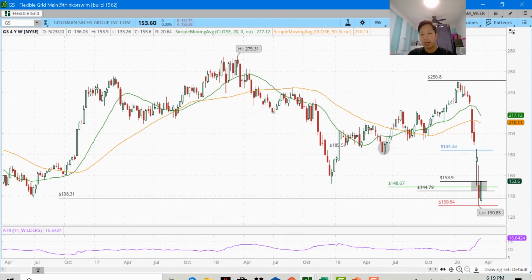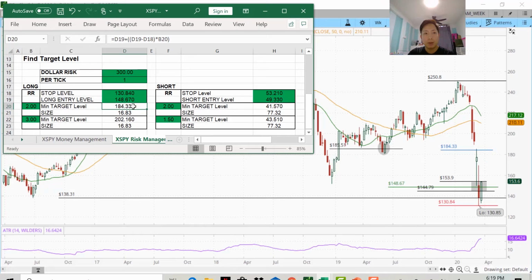This blue line will be your target based on our calculations here, right? And if you retrace to the green line, you're going to enter how many shares of Goldman Sachs? You could enter 16 or 17. You cannot buy fractional shares, right? Over here, you can only buy either 16 shares or 17 shares. So let's say you round down to 16 shares.